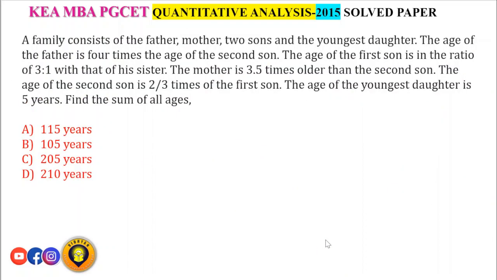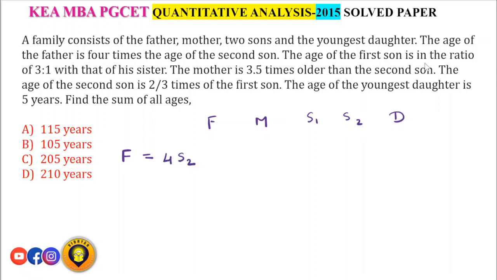A family consists of the father, mother, 2 sons and the youngest daughter. We will take the sons as S1 and S2. The age of the father is 4 times the age of the second son. Age of father, that is F, is equal to 4 times the age of the second son, S2.